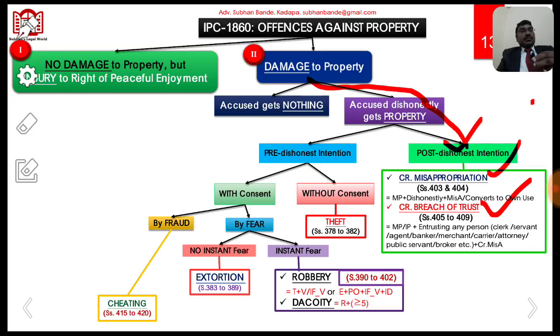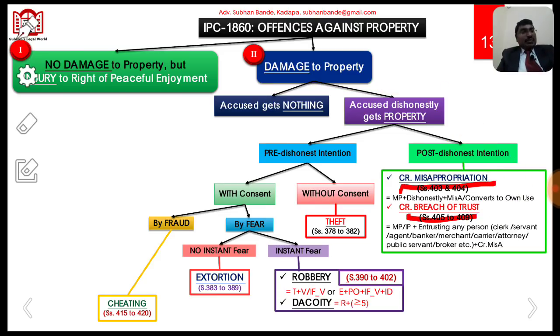A person gives the possession of certain property. After getting such property to my possession, my mind stimulates certain dishonest intention. Due to that post dishonest intention, after obtaining the product, I get some dishonest intention. It is known as post dishonest intention. Due to this post dishonest intention, I take away the product of another person. Friends, these are the two offences, criminal misappropriation and criminal breach of trust. These two come under this subsection, that is post dishonest intention.